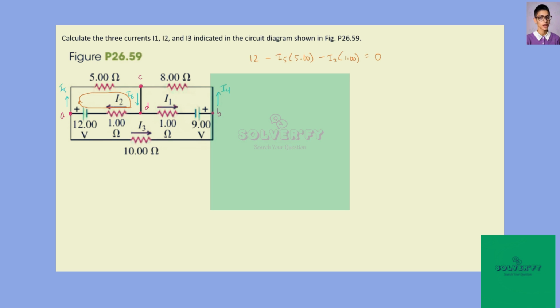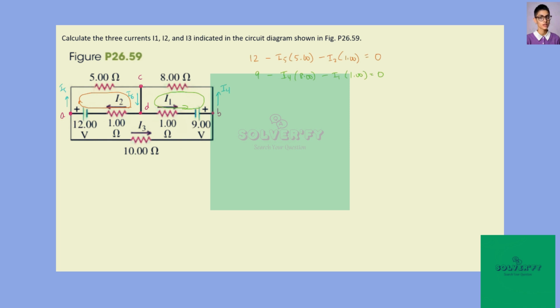Similarly, how about green? We're going to do our upper right loop, where we're going to have a 9-volt potential rise, minus current I4 traveling through the 8-ohm resistor, minus current I1 traveling through a 1-ohm resistor equals 0.